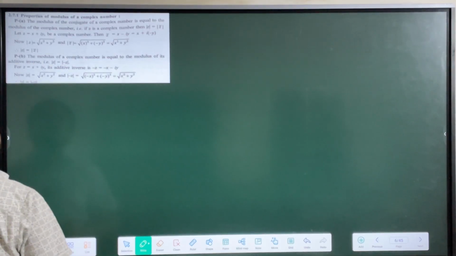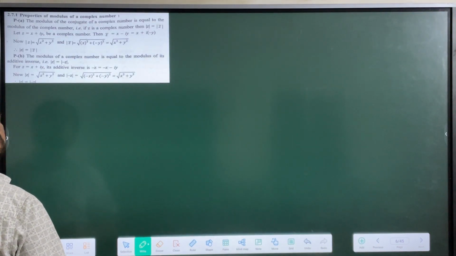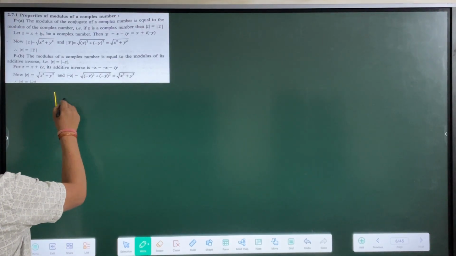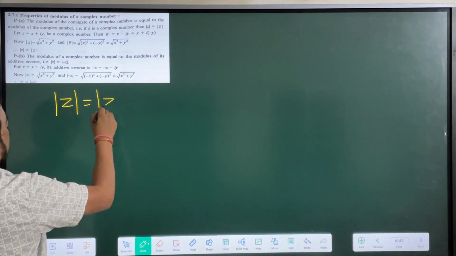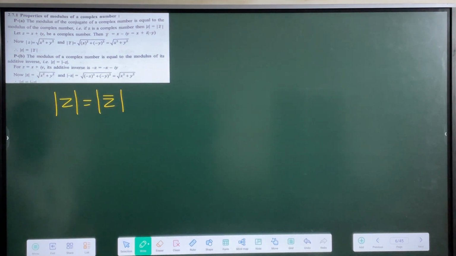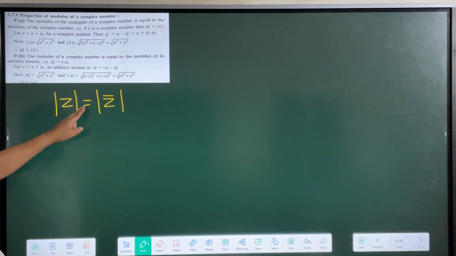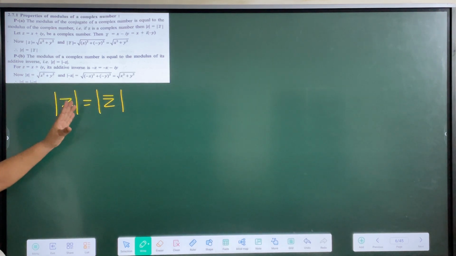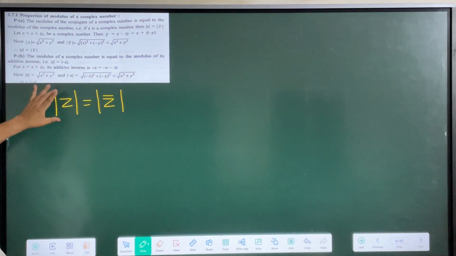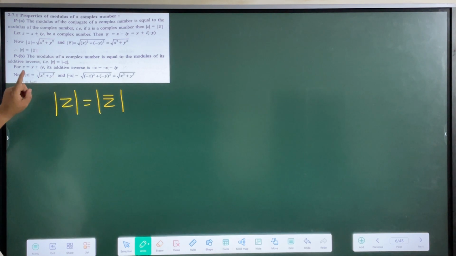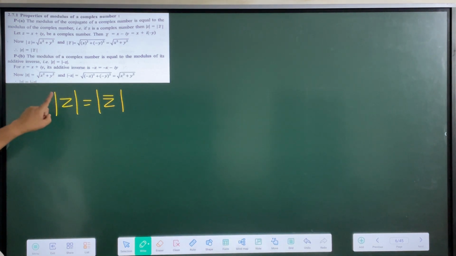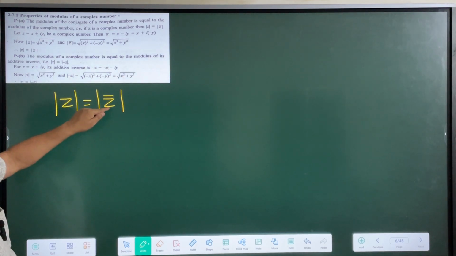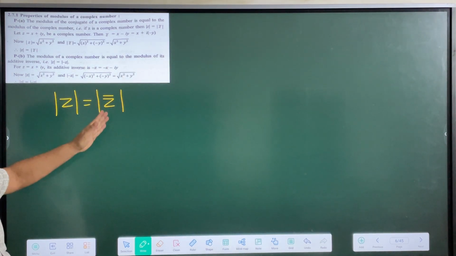Property number A: the modulus of the conjugate of a complex number is equal to the modulus of the complex number. That is, if Z is a complex number, then mod of Z equals mod of Z bar. No need to read so many things. It means that the modulus of any complex number is equal to the modulus of its conjugate complex. If a plus ib, then a minus ib. That's what I am saying.